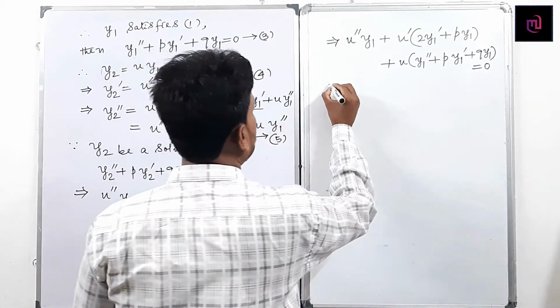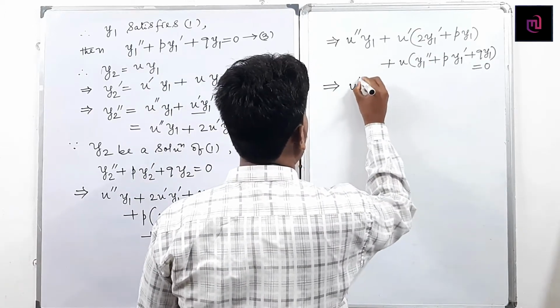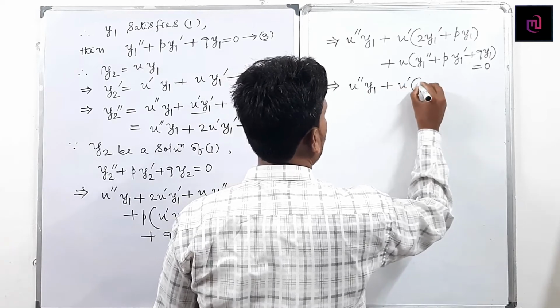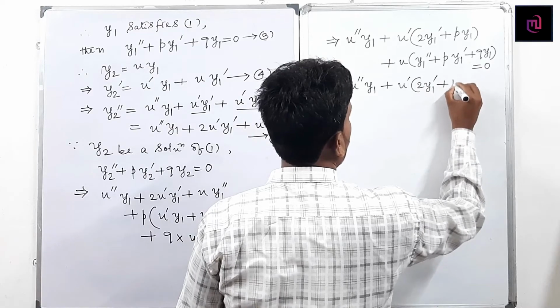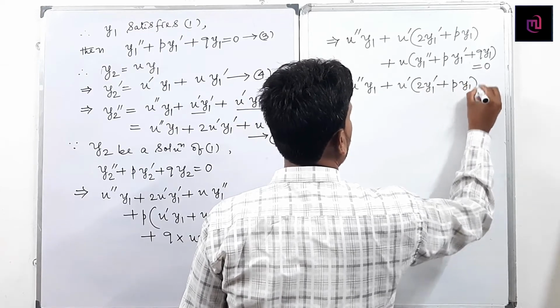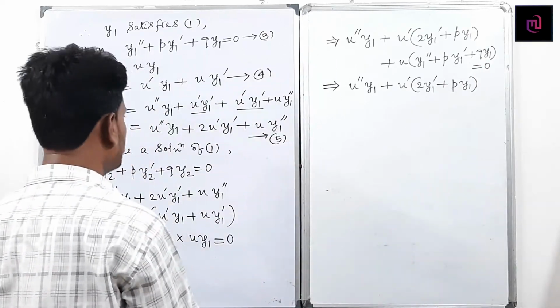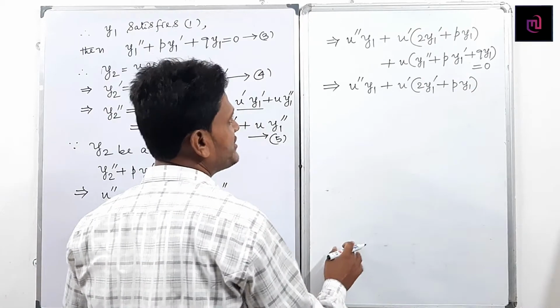So in this case, I can write u double dash y1 plus u dash into 2y1 dash plus p into y1. This part becomes 0 if y1 is a solution of the homogeneous differential equation.